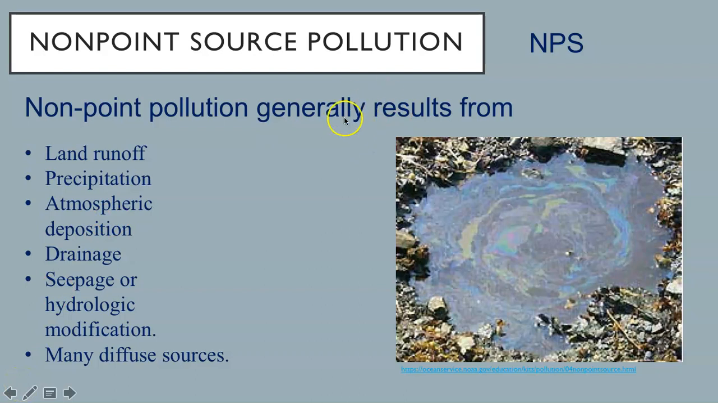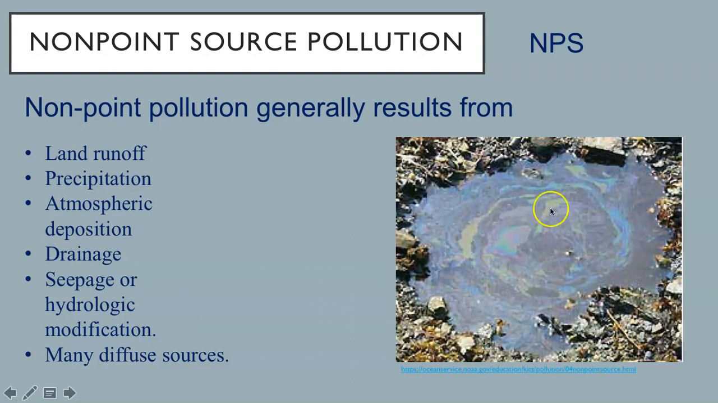Non-point pollution generally results from land runoff, precipitation, atmospheric deposition, drainage, seepage or hydrological modification, and it comes from many diffuse sources. Following a heavy rainstorm, for example, water will flow across a parking lot and pick up oil left by cars driving and parking on the asphalt.